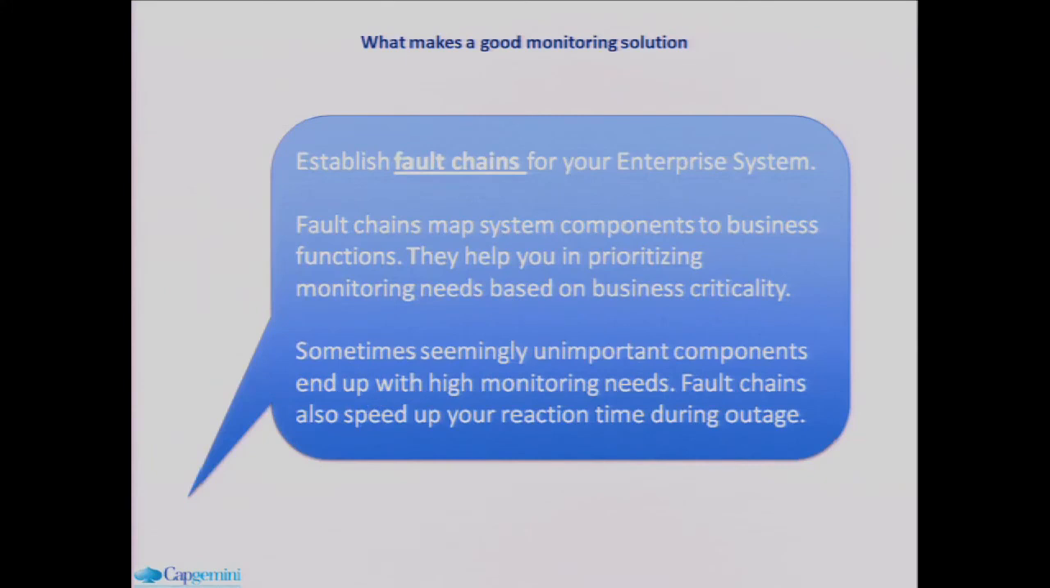So the next attribute of a good monitoring solution is establishing fault chains. This is one area where the tools cannot help you. It's your enterprise that needs to work on this. Fault chains are basically something that relate your system components to the business functions. This is mostly a set of documentation or a set of dashboards that can tell you, when you look at a business function, how it flows down the line, and when one of the components is down, what is going to get impacted.